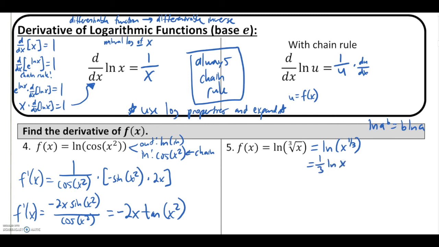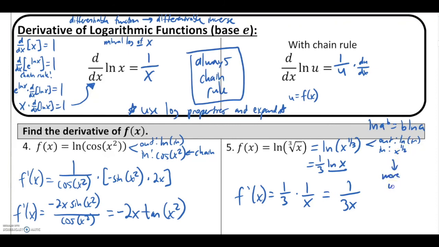And notice this actually becomes pretty simple because I just have a constant multiplier in front of my natural log of x function. And so f prime of x, I'll keep that 1/3. We'll differentiate our natural log of x function, which is 1 over x. And combining those, we're just going to get 1 over 3x. You can apply chain rule with outside being natural log and the inside being x to the 1/3, but it gets more complicated. We've been talking about this since we started differentiation rules. If you have a way to make your problem simpler, take advantage of it.